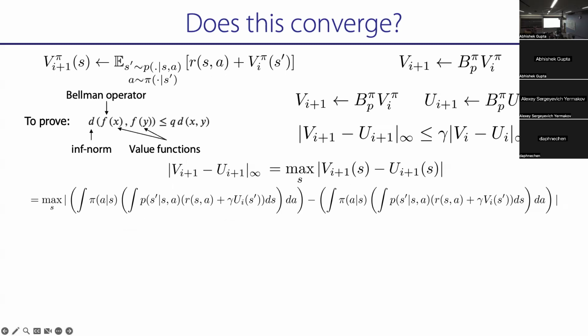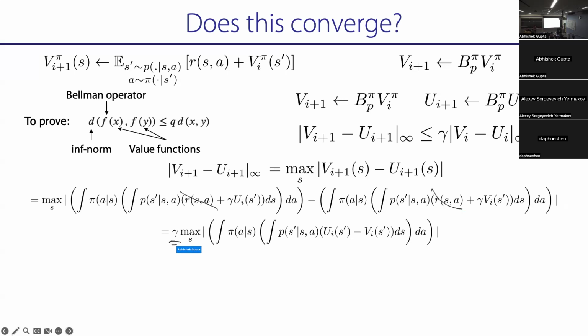Cancel out the reward. Perfect. You can see that these are expectations under the same thing, the same distribution over actions and dynamics, so you can put them into one integral. And then you can see that the reward is in both terms, so you can just cancel it out. So what you should get is something that looks like this. Basically this term and this term cancel out, and then gamma is common across everything, so you can take gamma outside the max. It's also a positive number. So you now have an integral over the policy, an integral over the dynamics, of U_i(s') minus V_i(s'). Yes?